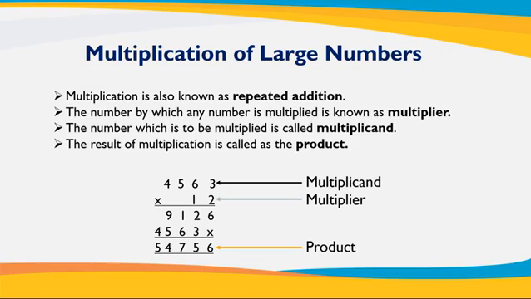as the product. For example, 4563 into 12. We are multiplying 4563 by 12. So the multiplicand over here is 4563 and the multiplier is 12. The answer which we get after multiplication is 54,756. So 54,756 is the product.